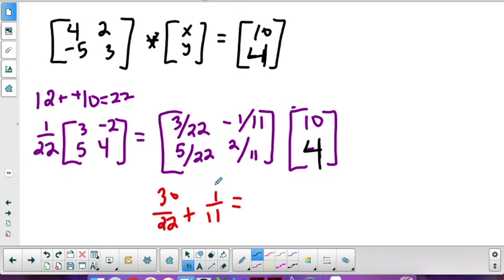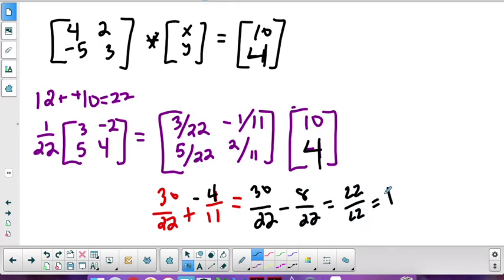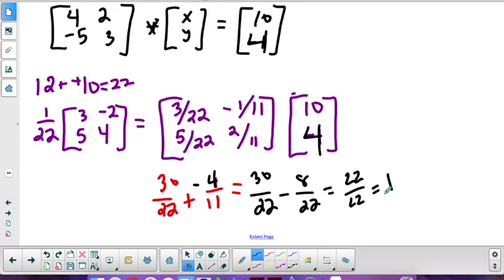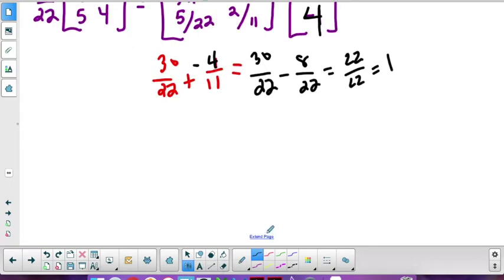So let's try that again. So that's going to be 30 over 22 plus negative 4 over 11. Aha. So that's 30 over 22 minus 8 over 22. So that's 22 over 22, and that's 1. So, see, slight mistakes can make really big problems. Okay, so now let's multiply the second one. Sorry about that. Go back and change that to a 4.